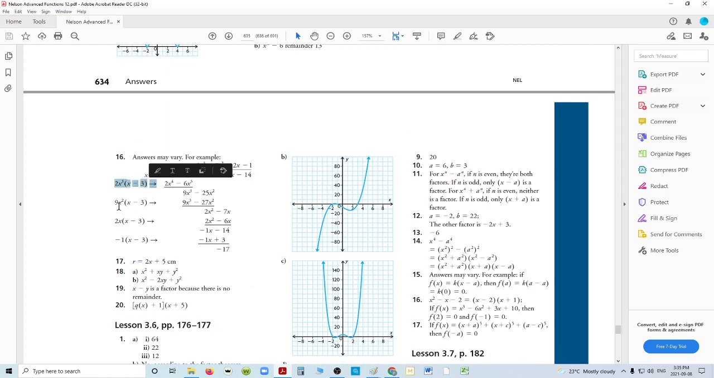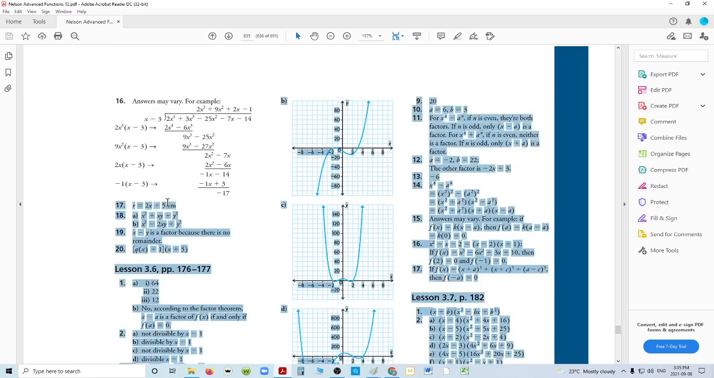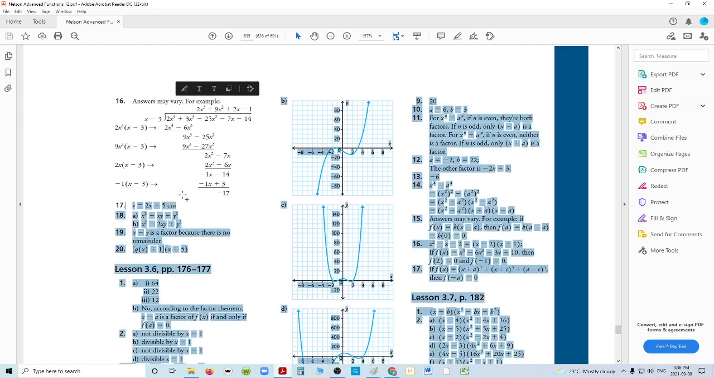I don't know, did I do 16? Guess I forgot 16. But there we go. Radius is 2x plus 5. Oh, here they did long division here. Okay, so here, 2x plus 5. We indeed got the right radius.